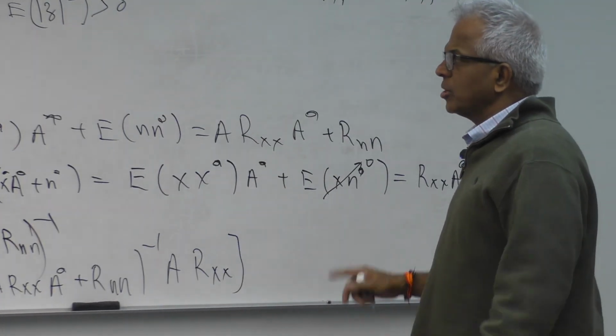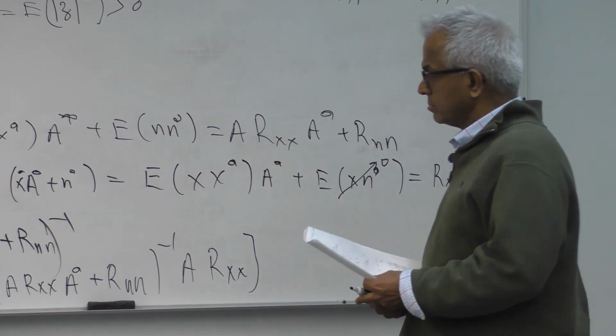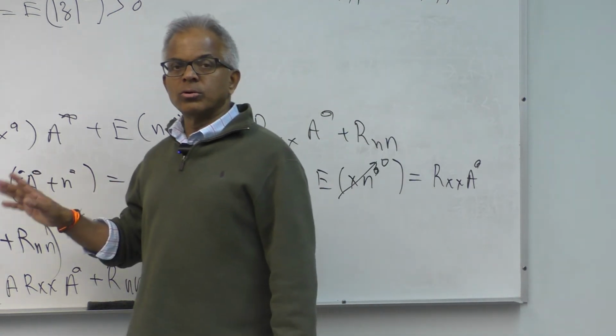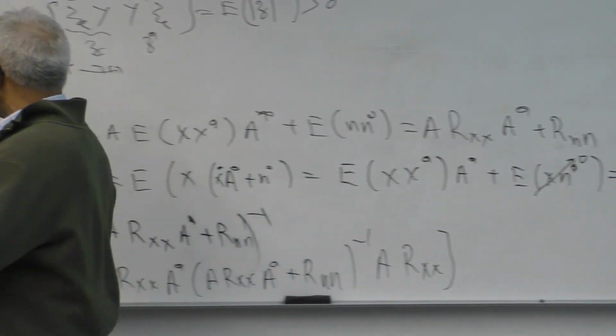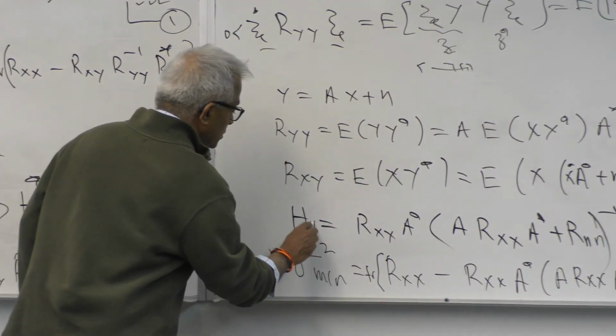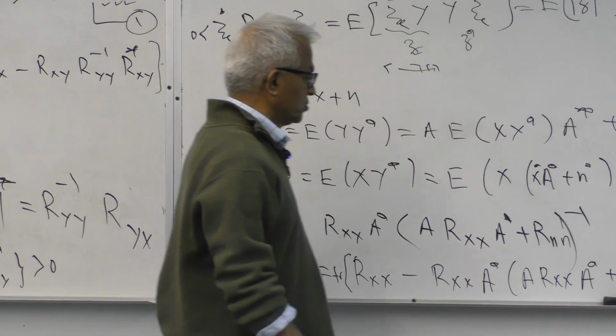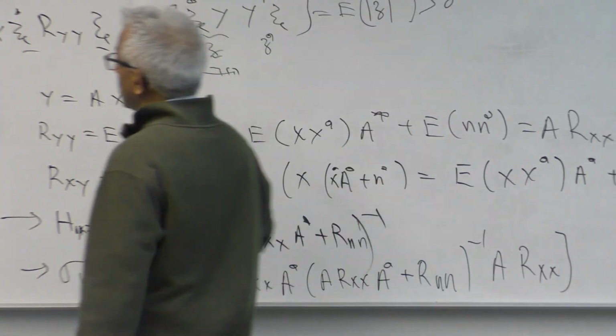So I'll do two special cases. Any questions? Remember the two quantities to look at: what is the optimum filter, the optimum receiver, and what is the minimum mean squared error. Okay.